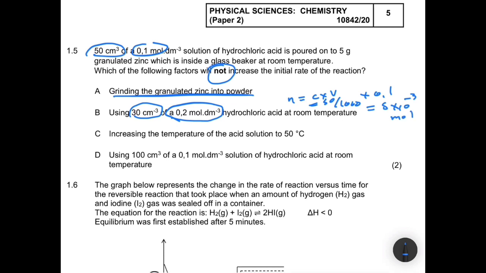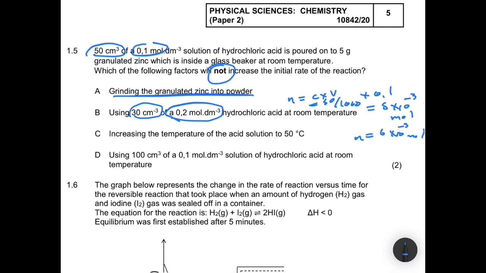Let's see how that compares with 30 cm³ multiplied by 0.2. The number of moles will now be 6 × 10^-3. So clearly, if you choose to use that volume and concentration, you will increase the number of moles, right? And increasing the number of moles increases the rate of the reaction. So B is not what you're looking for. And then C says increase the temperature of the acid solution to 50 degrees Celsius. If you increase the temperature, you increase the rate of the reaction. So C is not our option.